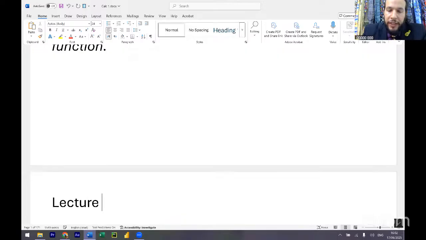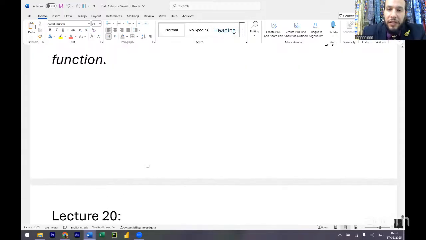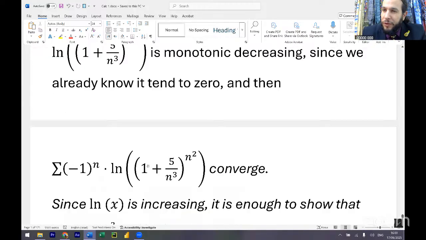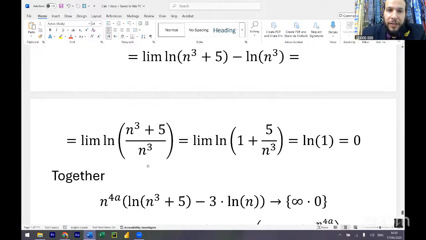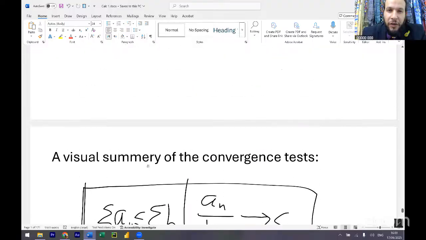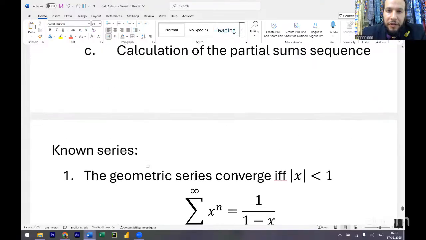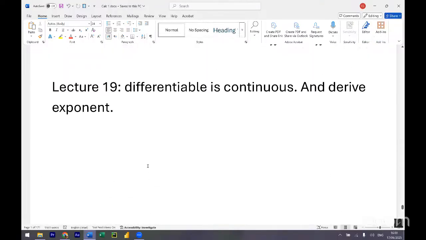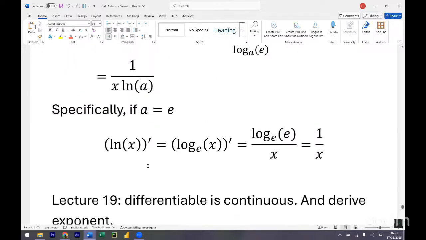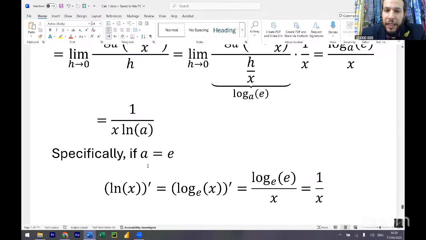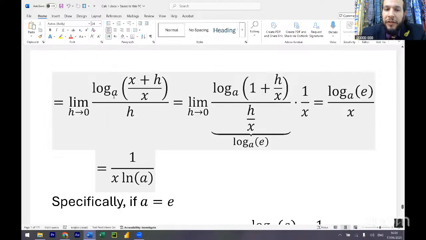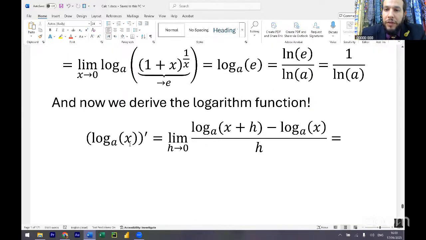Lecture 20. And I think we've calculated the derivative of sine of x and only that, or maybe the logarithm as well. Let me see, maybe we did the logarithm. Now I'm having flashbacks. We talked about it, but no, we did actually calculate it. Yeah, we calculated the derivative of the logarithm as well.